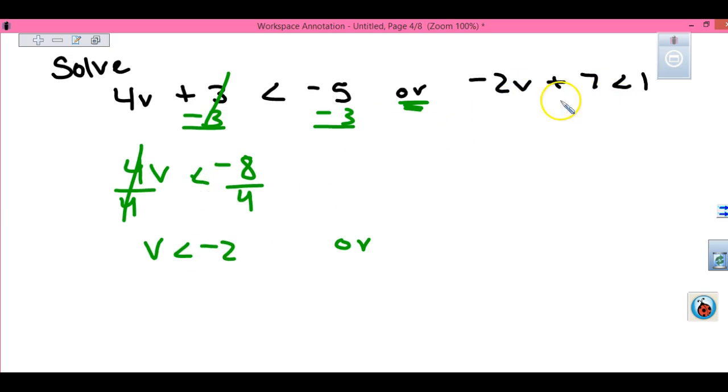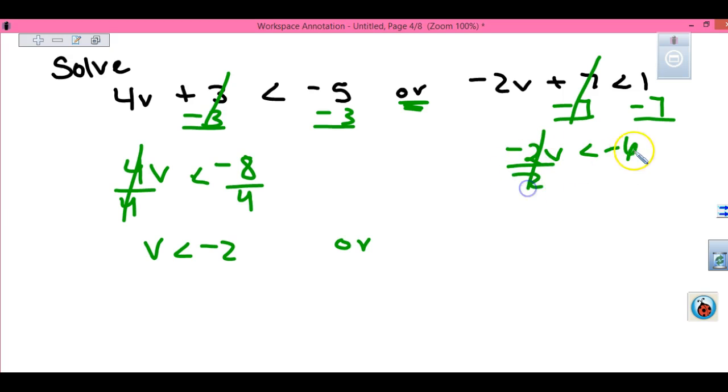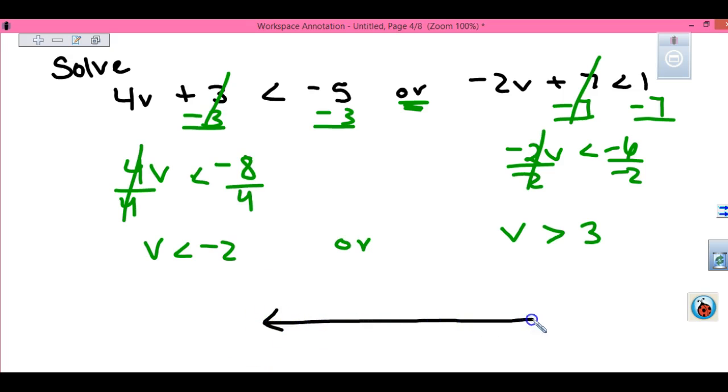Or subtract 7. -2b is less than -6, divided by -2. What happens when we're dividing by a negative? We have to flip the sign. B is greater than 3. So now we can graph. B is less than -2, or B is greater than 3.